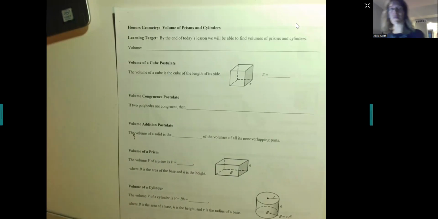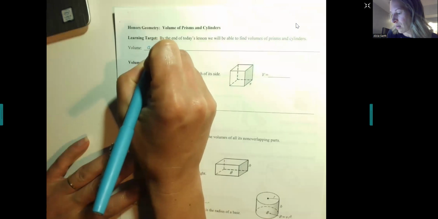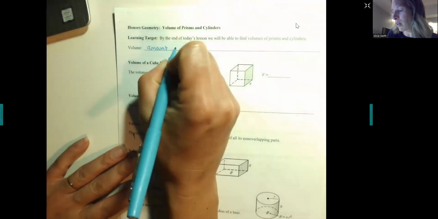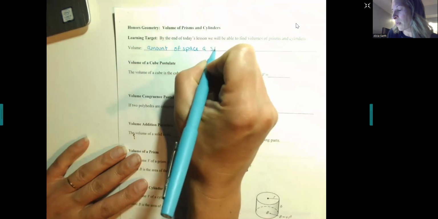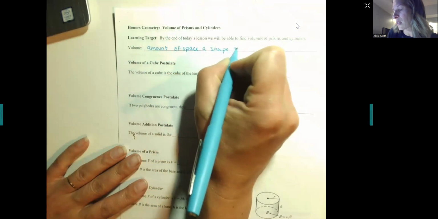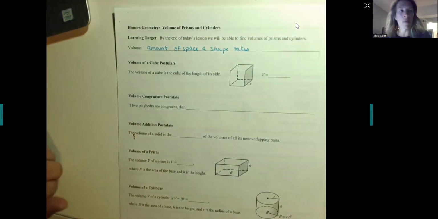Before we begin, we've got some things to define. So volume is the amount of space a shape takes up. And I don't have my geometry book in front of me, so that is me paraphrasing, but it's definitely the amount of space that it takes up.